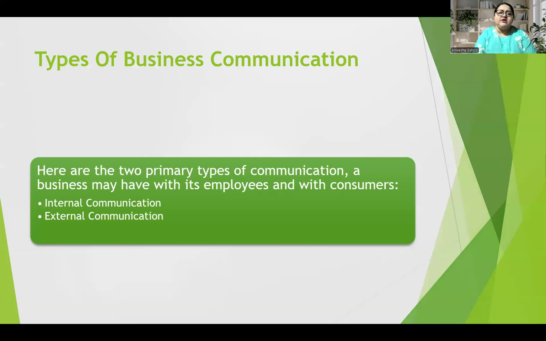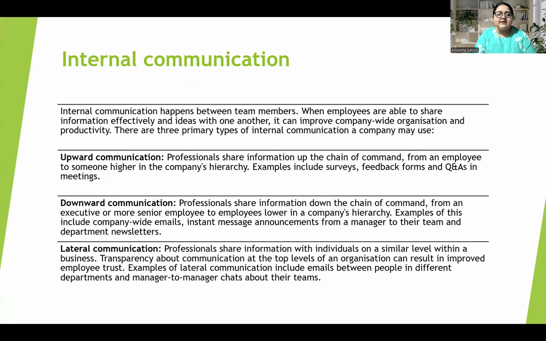Moving forward, what are the types of business communication? So there are two primary types of business communication. First is internal communication and the second is external communication. What is internal communication? Internal communication is when employees are able to share information and ideas effectively with one another within their team members or within the organization. So what it helps, like its advantages, it can improve company-wide organization and productivity.